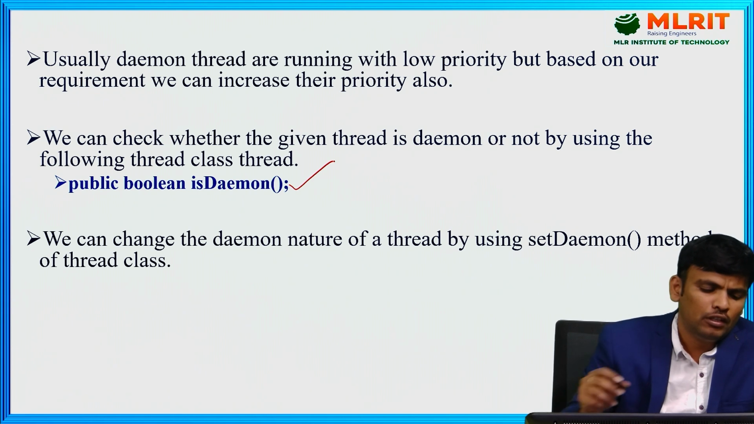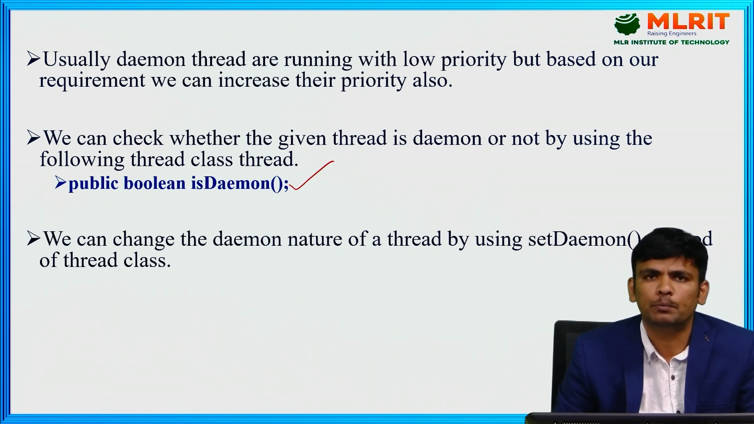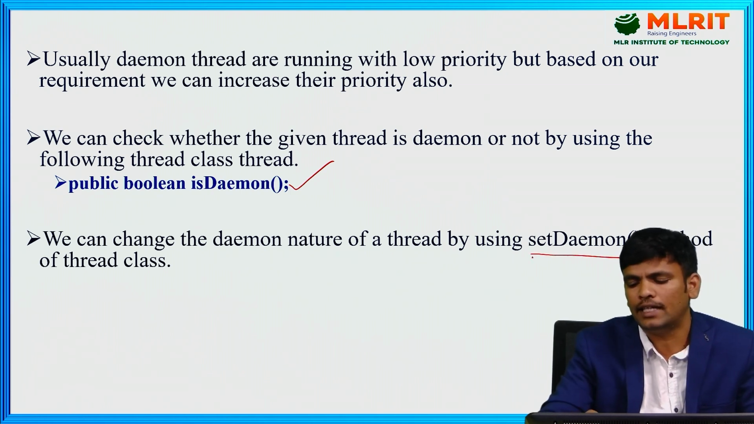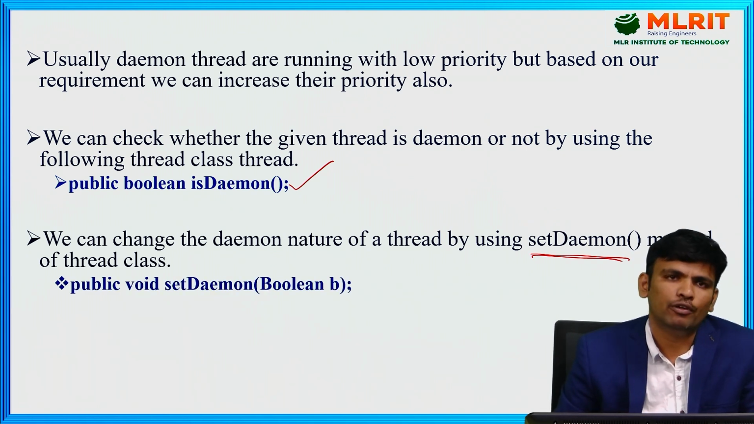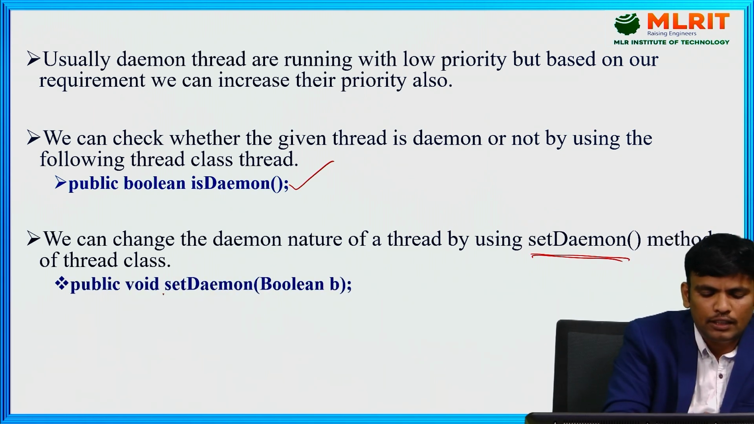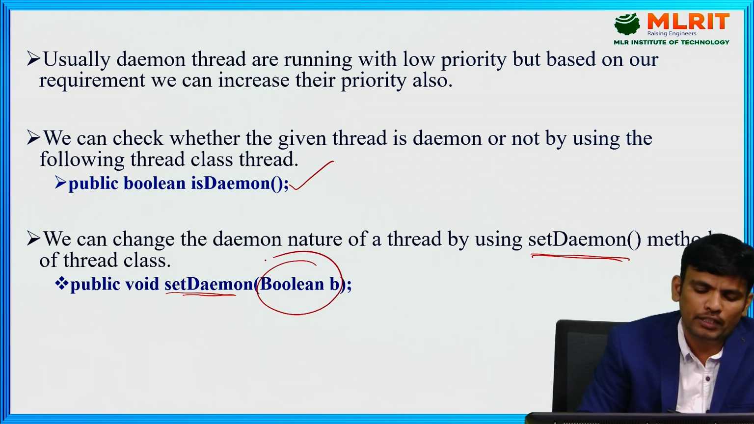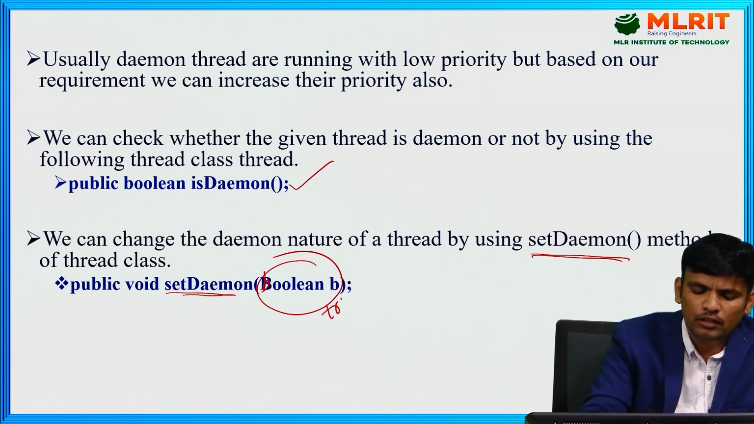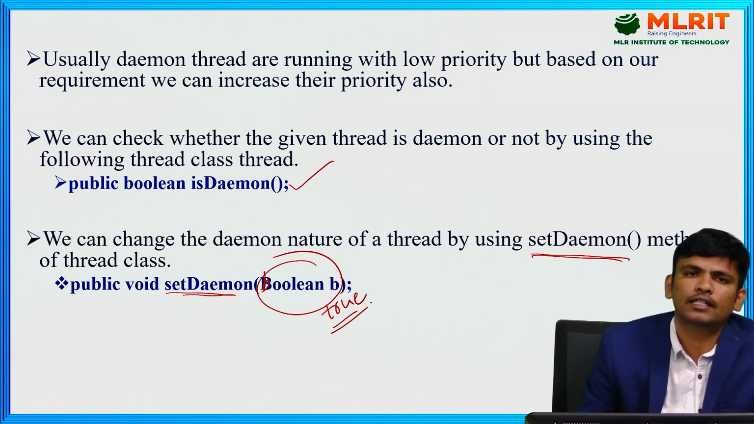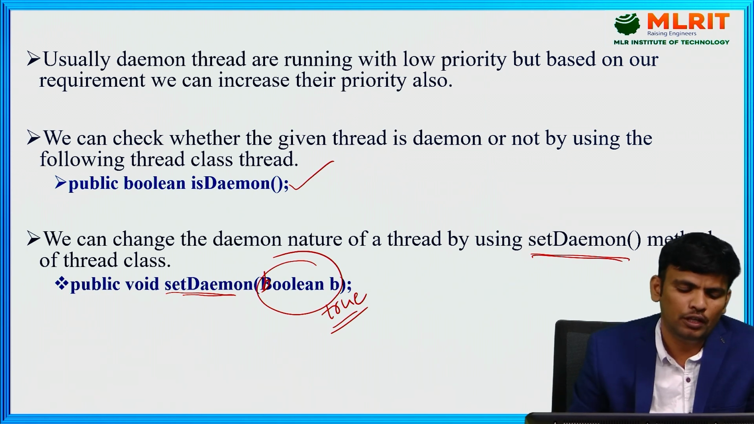Next, we can also create our own user defined Daemon thread by using a method called the setDaemon method. Using this method, you can create your own Daemon thread. You can see here that setDaemon accepts a parameter of boolean type. If you set the value to true, the given thread becomes a Daemon thread, and if you write false, it will be a normal thread.